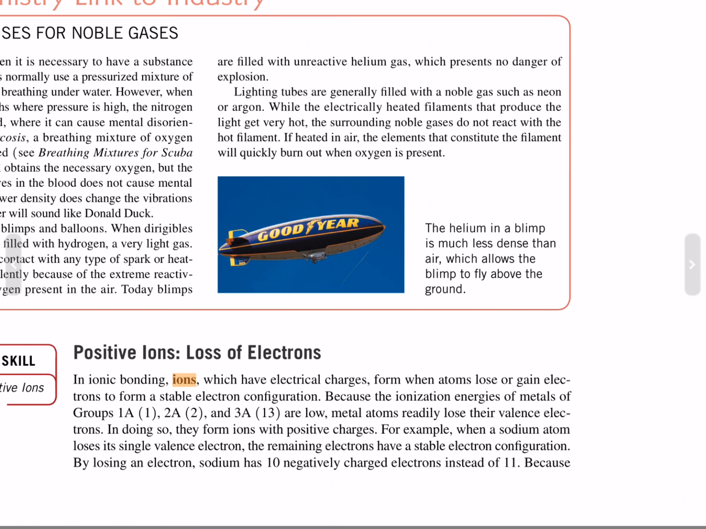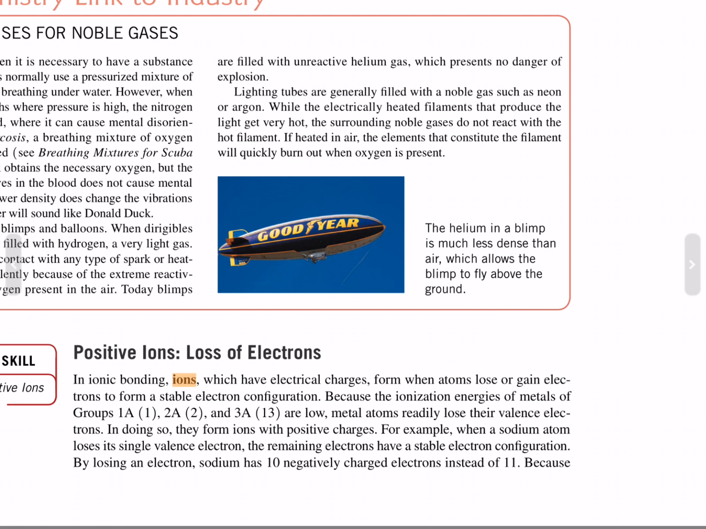Positive ions, loss of electrons. In ionic bonding, ions, which have electrical charges, form when atoms lose or gain electrons to achieve a stable electron configuration. Because the ionization energies of metals of groups 1A (1), 2A (2), and 3A (13) are low, metal atoms readily lose their valence electrons. In doing so, they form ions with positive charges.